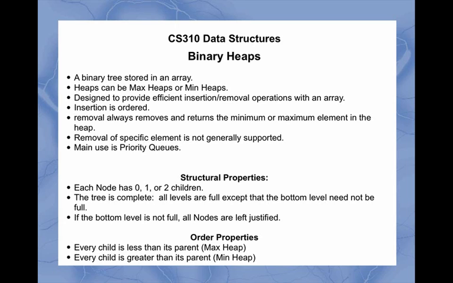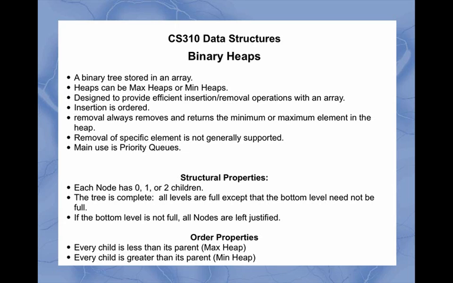Therefore, binary heaps provide a more efficient mechanism for doing this. So we have efficient insertion and removal. And it turns out that the removal and insertion is in big O of log n time. The removal operation always returns either the maximum or the minimum element in the heap. Removal of a specific element from the heap is not usually supported. The primary use of binary heaps is for priority queues and also for sorting.